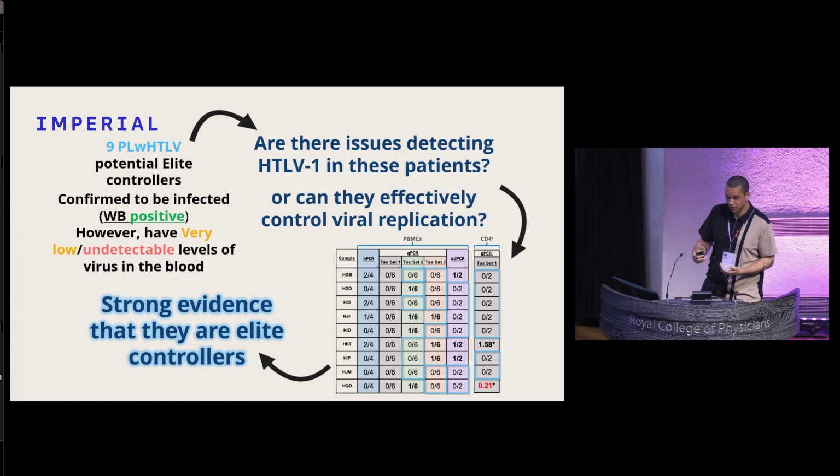And now to provide a general summary, we took these 9 potential elite controller patients who were confirmed to have been infected, but had low detectable levels of the virus in the blood. And we thought, are there actually issues with detecting these patients in the blood, or can they actually effectively control viral replication? Is this why we're seeing these low results? And after validating multiple different molecular assays, these patients remained very low or undetectable, suggesting that they could effectively control the virus and were elite controllers.